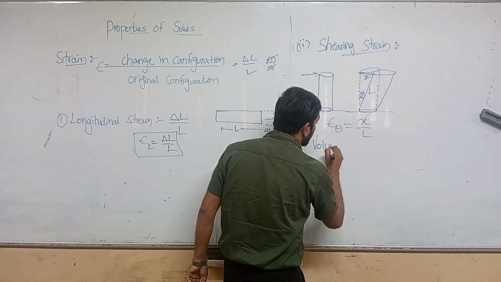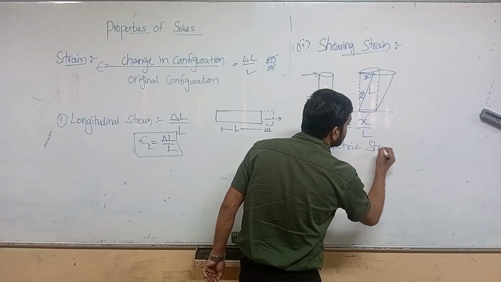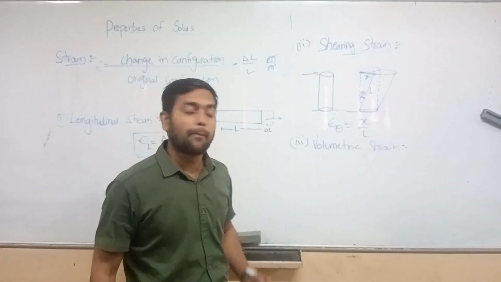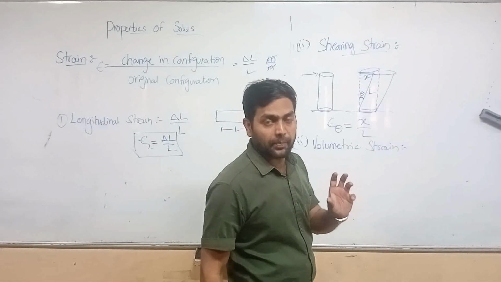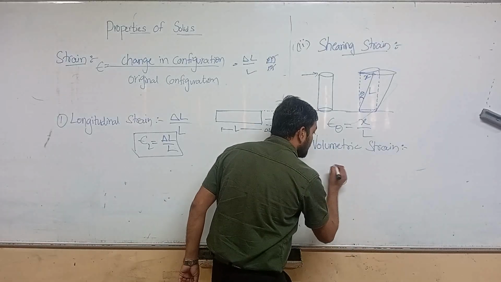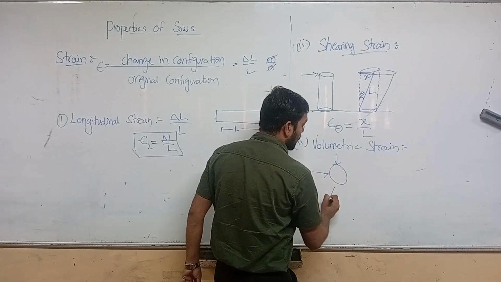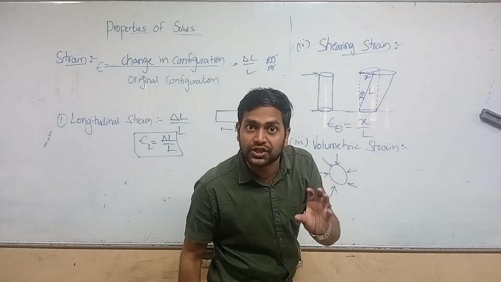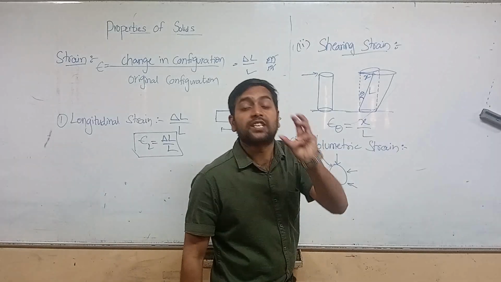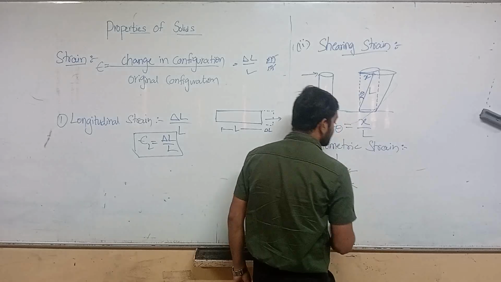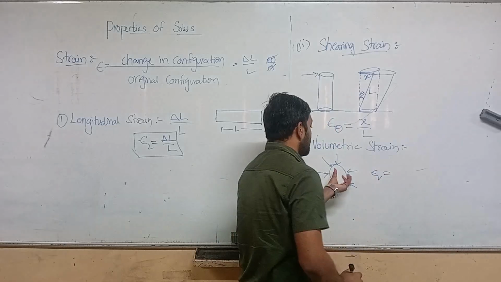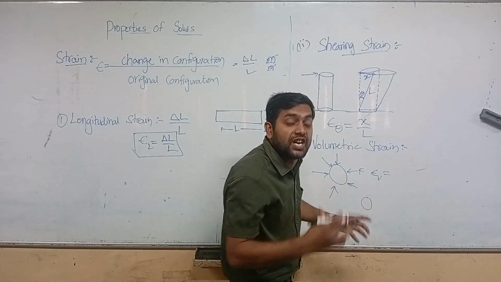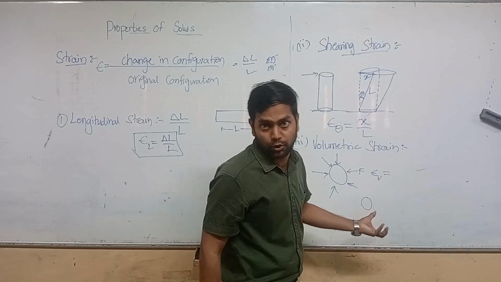Volumetric strain. When we apply a deformation force perpendicularly to the object in all directions, the object changes its configuration, that is, the change in its volume. If we apply some force, the object is going to be like this. It changes its configuration, and here the configuration is volume.